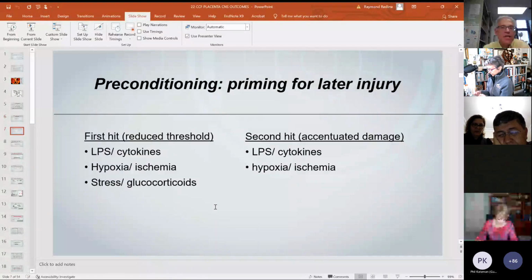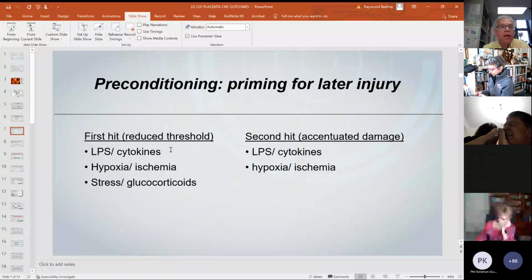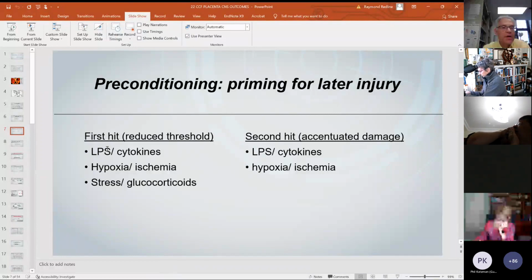Starting right out with preconditioning, these are data from experimental models, sheep and mice, but as I'll show you, there's some evidence that they apply to humans as well. The concept is that you have a first hit, which reduces the threshold to the second hit. The first hit is days to weeks before the second hit. They overlap in terms of their nature: LPS or cytokines, hypoxia and ischemia, stress and excess glucocorticoids, and often the second hit is either the same hit or something in the same family.